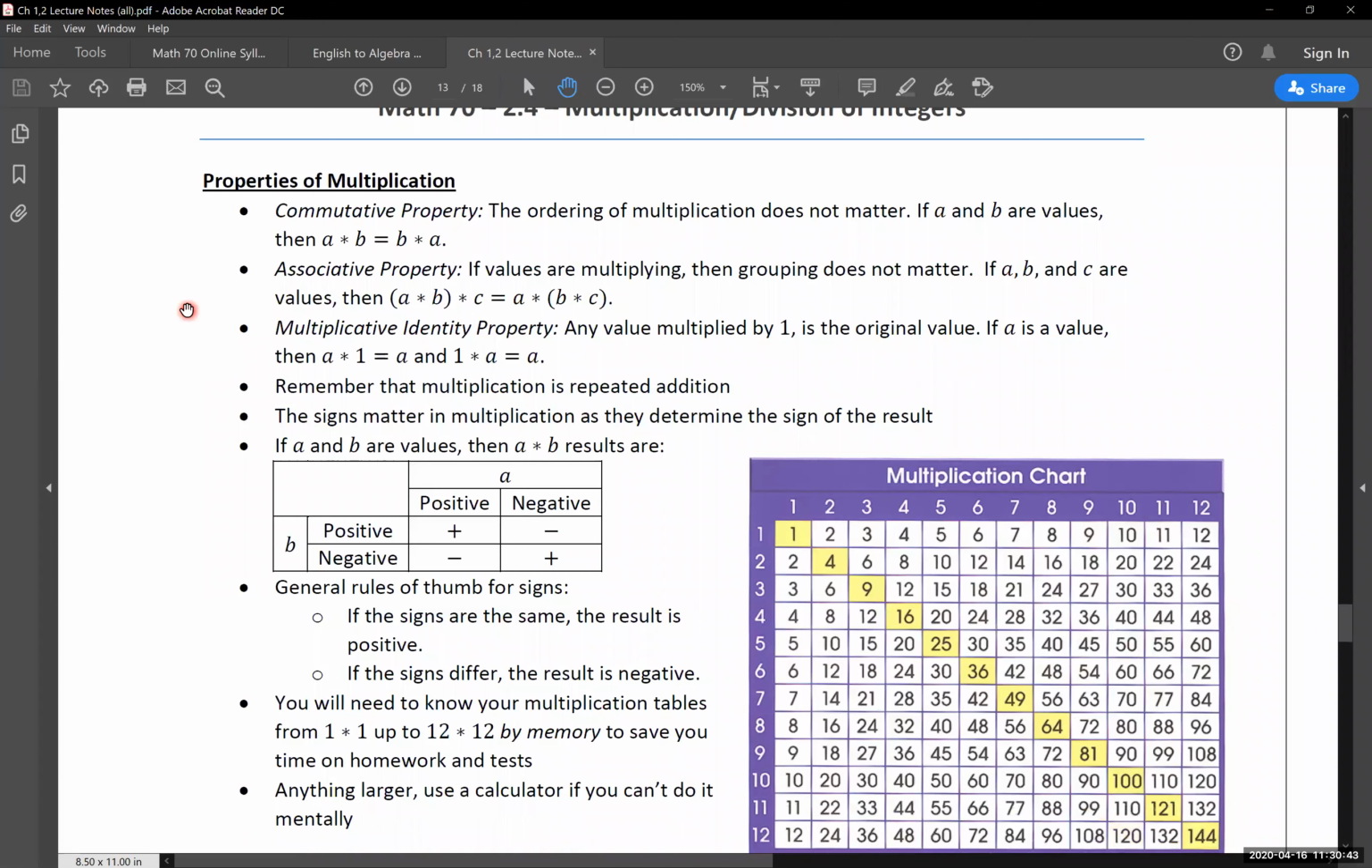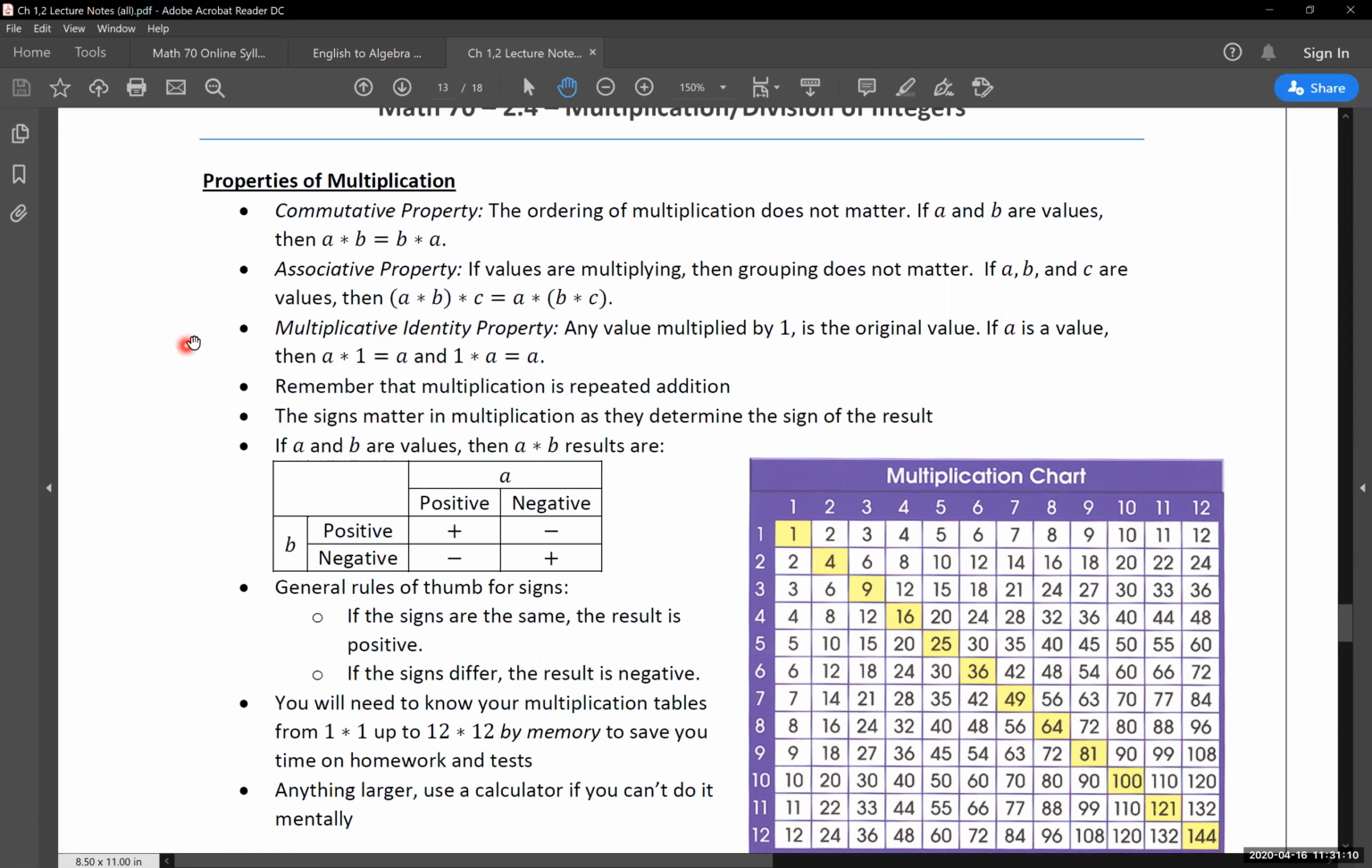So then we have the multiplicative identity property, which tells us that any value multiplied by 1 is the original value. So if a is a value, whatever it may be, think of your favorite number, then a times 1 is just going to give me a. Using the commutative property here, 1 times a is going to also give me a. So again, the ordering doesn't matter with this.